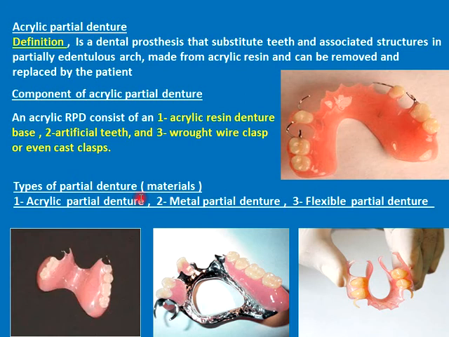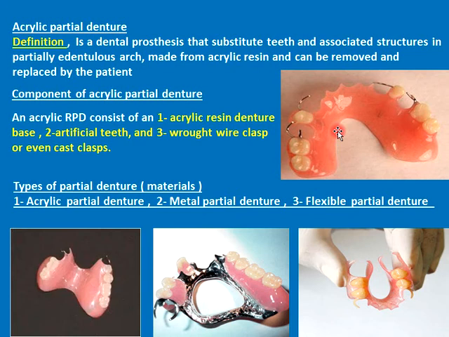Acrylic partial denture, as a definition, we may define it as a dental prosthesis that substitutes teeth and associated structures in a partially edentulous arch, and it is made of acrylic and can be removed and replaced by the patient.